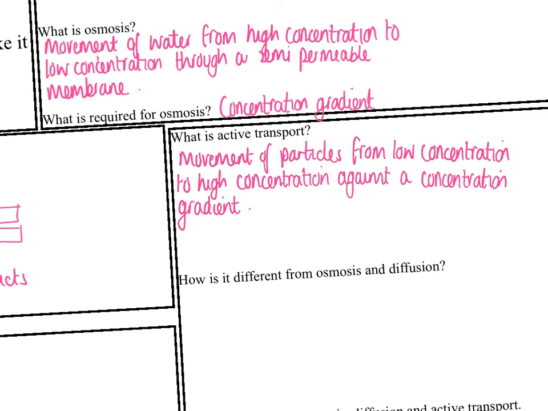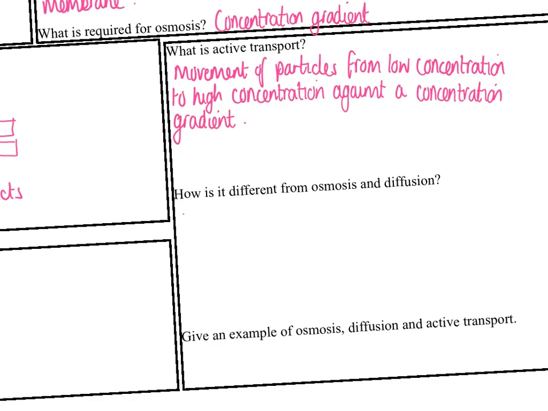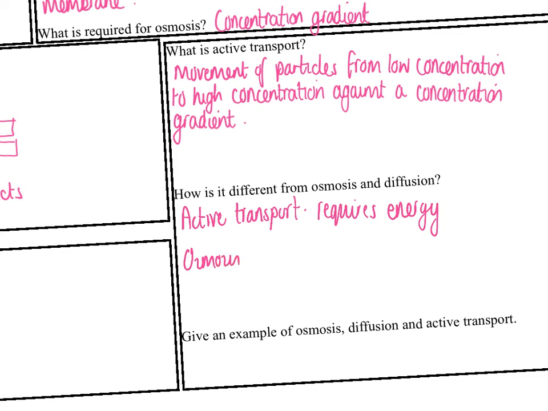And then, how is it different from osmosis and diffusion? Well, active transport requires energy. And the reason that is because we're going against the concentration gradient. Think of it as we're going from low to high. You've got the bottom of a hill on your bike. You've got to pedal all the way up the hill. Okay, it's going to require a lot of energy. Whereas osmosis and diffusion, they are passive processes, so they don't need any energy.